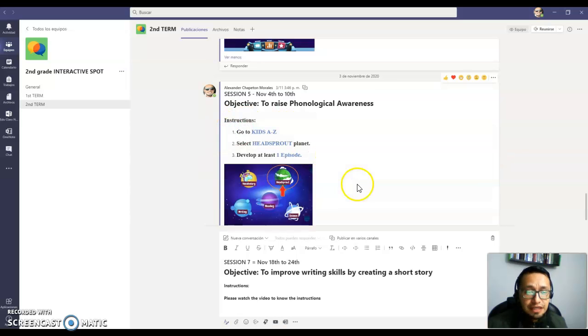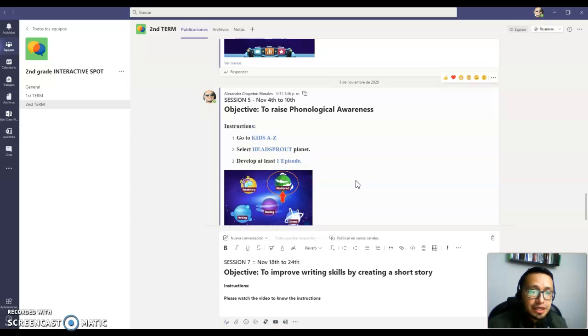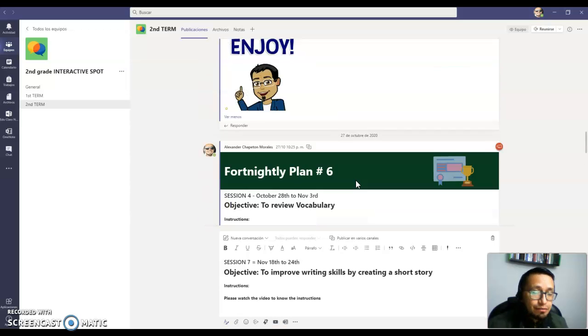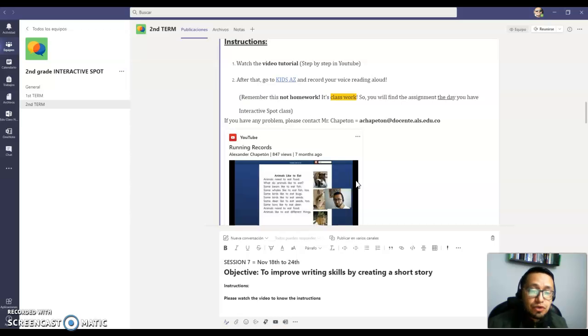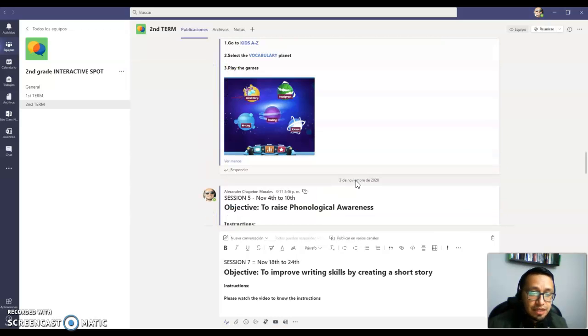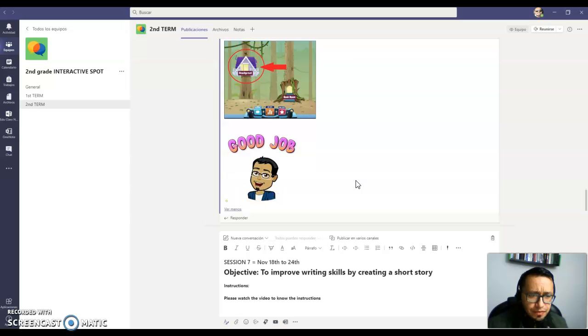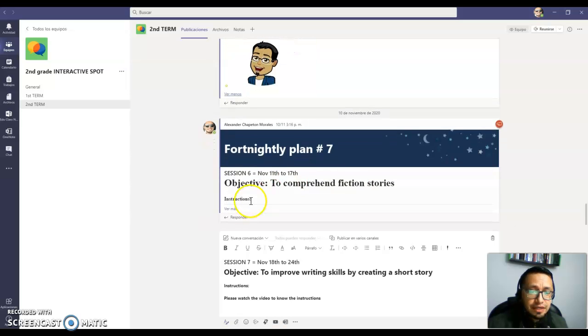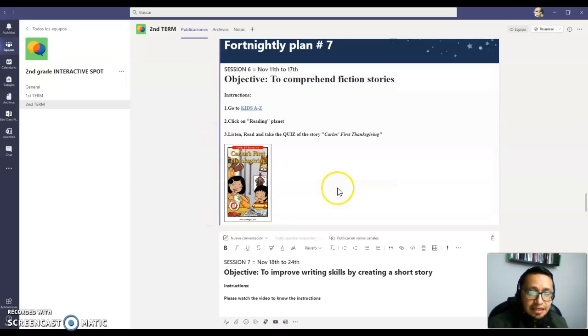So my first invitation is please check all the activities that I have proposed here. And if you haven't done any, please devote some time to finish, okay? Devote some time to do it. Headsprout activities. And finally, the last activity that we did was reading assignment in Kids A to Z.